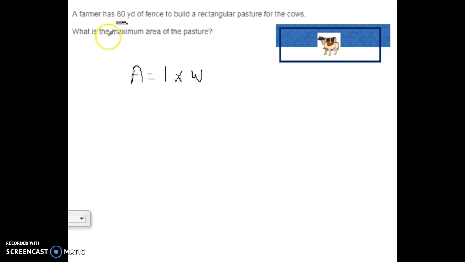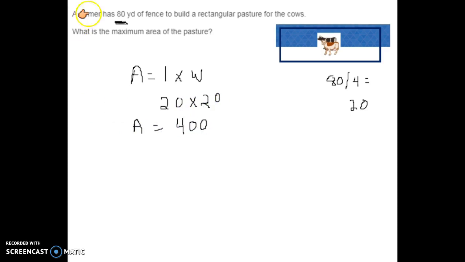Well, the area of a rectangle is the length times the width, right? We don't know what the length and the width are, but we know the perimeter. So this one you can solve by knowing that the maximum area of a rectangle is actually going to be when it is a square. So we can simply take our 80 yards of fence and divide by 4. And we know that each side is going to be 20. And when we multiply 20 by 20, then our maximum area is going to be 400.